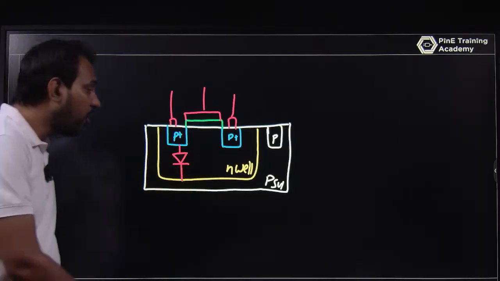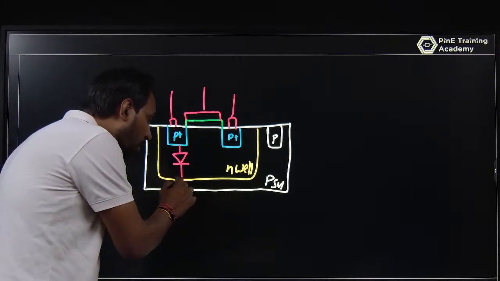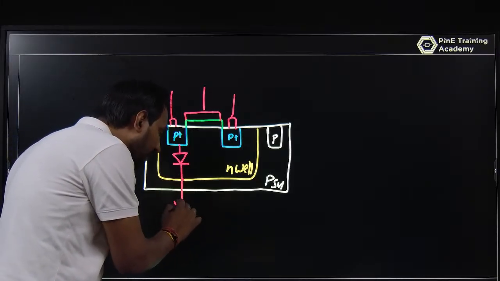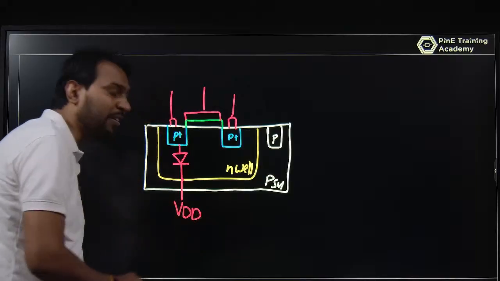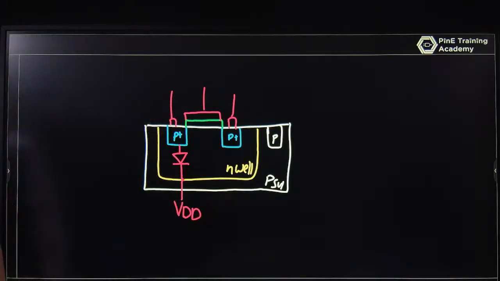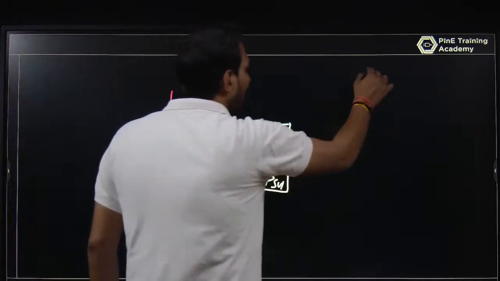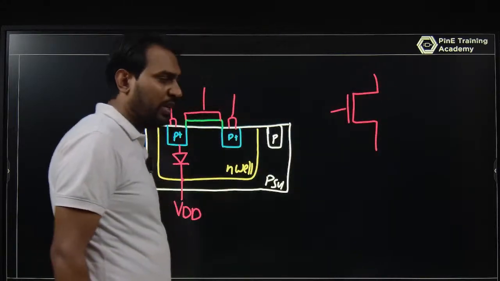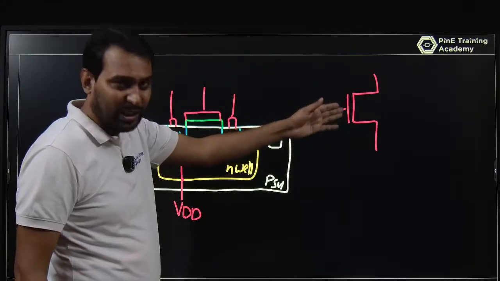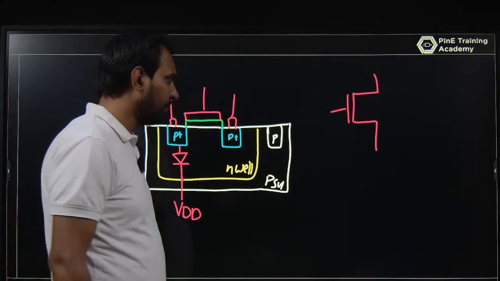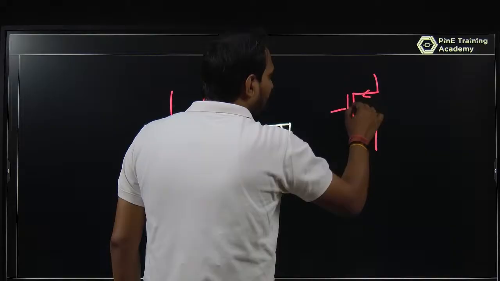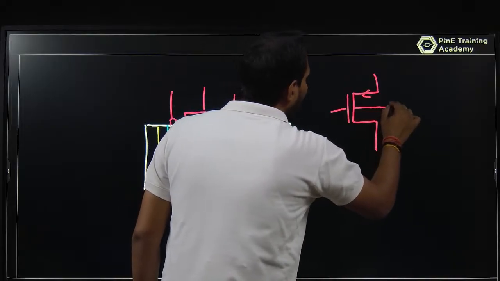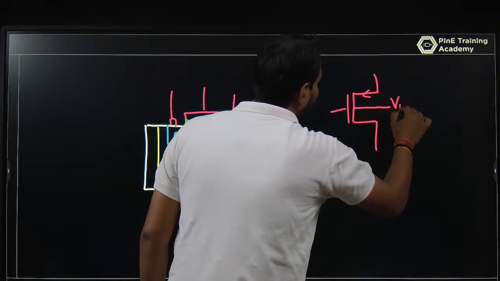So in a PMOS we always prefer that the body terminal is provided the higher supply, that is VDD. If you are designing a PMOS, I am designing it in such a way, don't think this is depletion, this is enhancement. Always prefer this. This is PMOS, the body always has the higher supply, that is VDD.